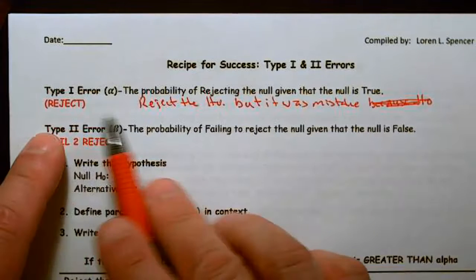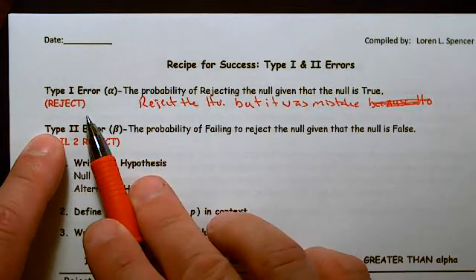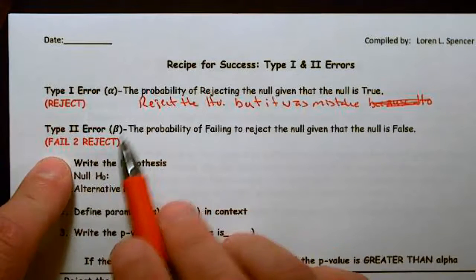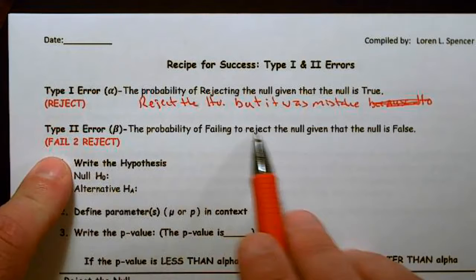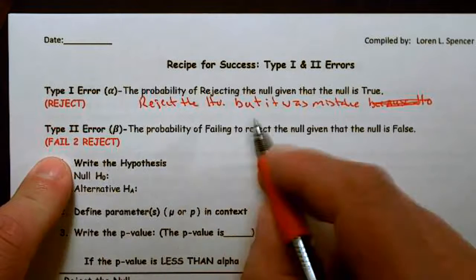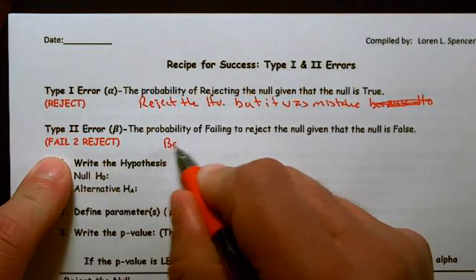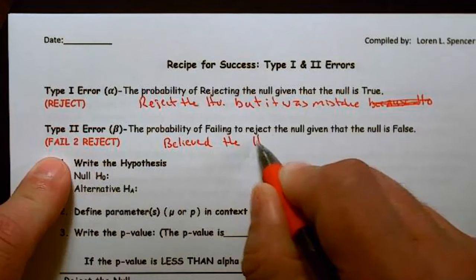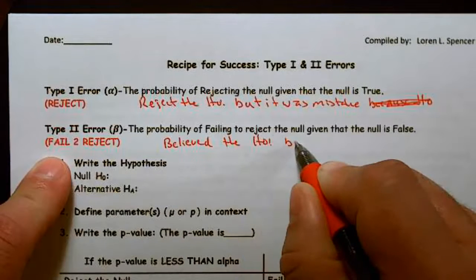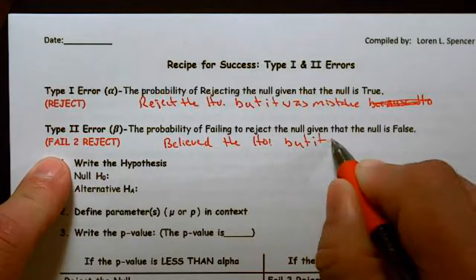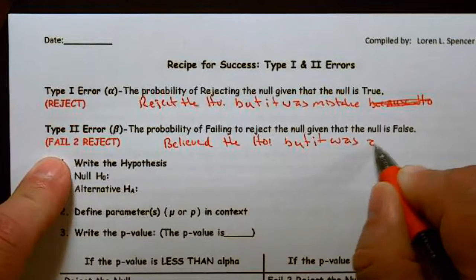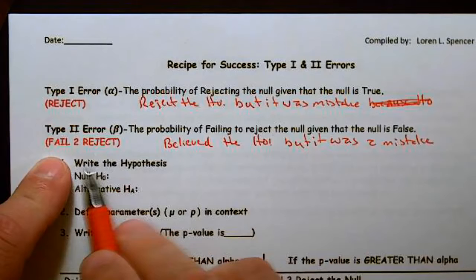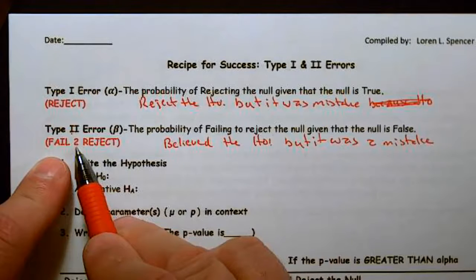Now notice the very first word is reject. Okay, so type 1 goes with the rejection. Type 2, on the other hand, is the probability of failing to reject the H0. So in other words, we believed the H0, but it was a mistake. Now, type 2, fail 2, all right?